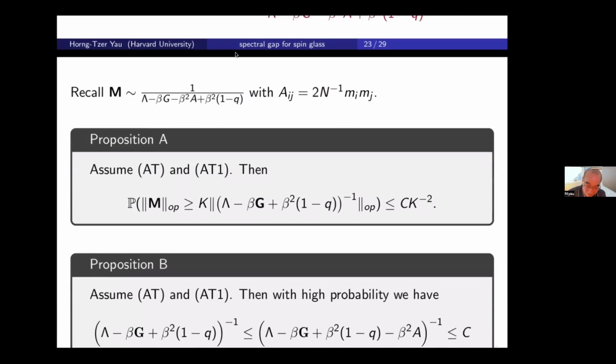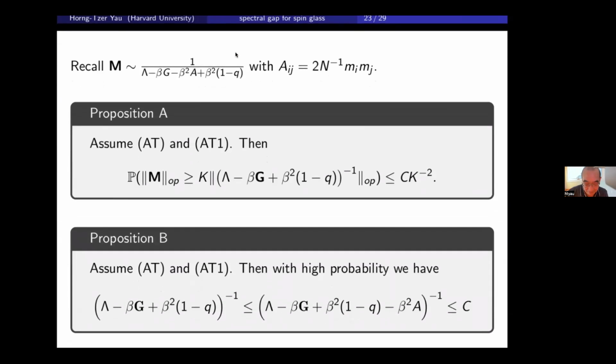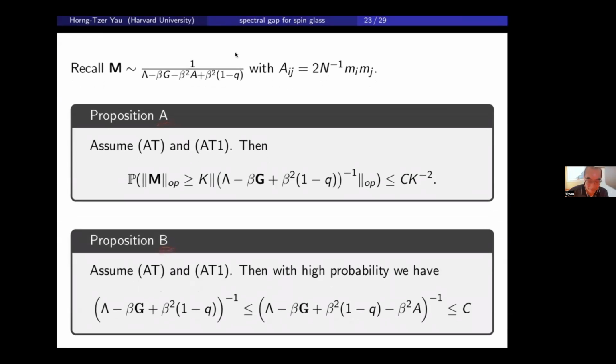And now, I have a few minutes, so let me just mention the idea of how we prove this theorem, that M is bounded. We prove two propositions, I call them proposition A and proposition B. Proposition A: we prove that with high probability the operator norm of M is less than the inverse operator norm, because once it's bigger, then the probability is small. So this is one inequality we prove.